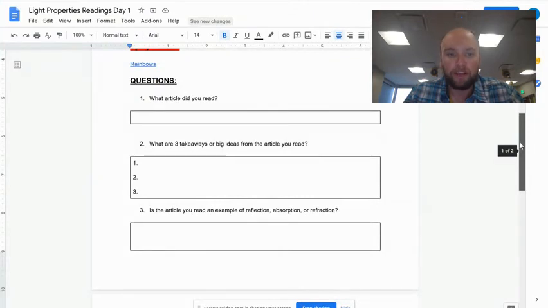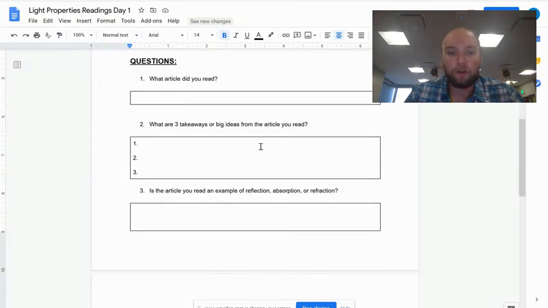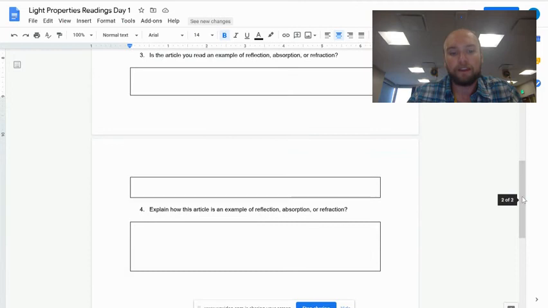Okay, so then you're going to answer, what article did you read? What are 3 takeaways or big ideas from the article? Is the article an example of reflection, absorption, or refraction? And then explain how this article is an example of reflection, absorption, or refraction.